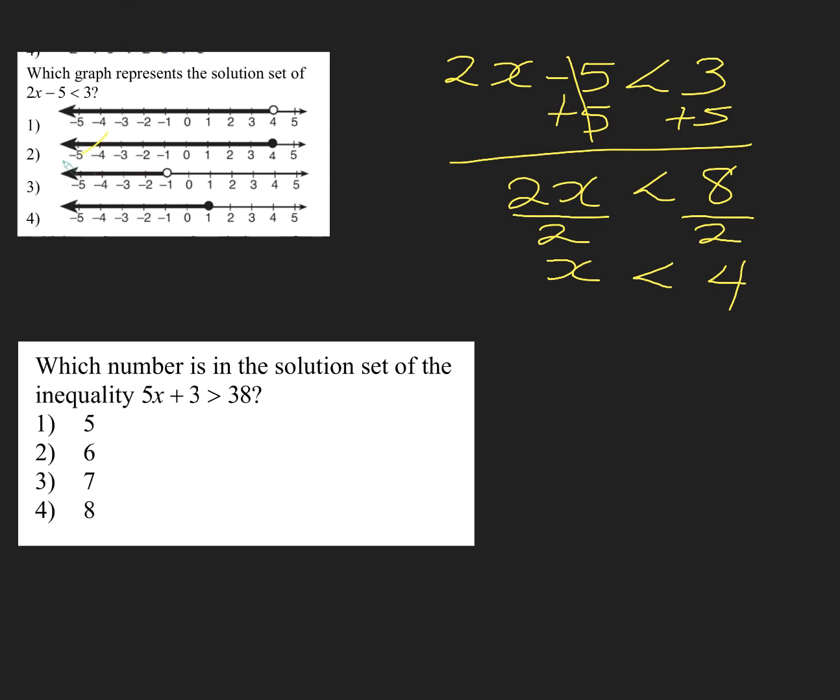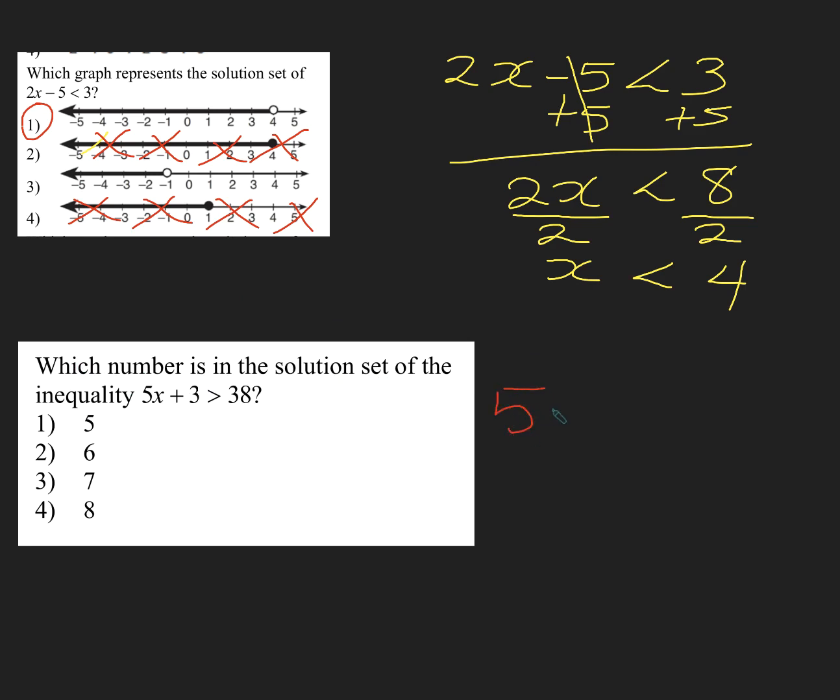So we can eliminate number 2 because that's a closed circle. And we can also eliminate number 4 because it has a closed circle. This has a 4, so your answer is 1. Notice the open circle here is at 4. And there's your answer.